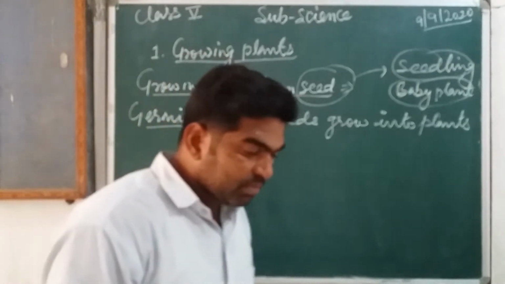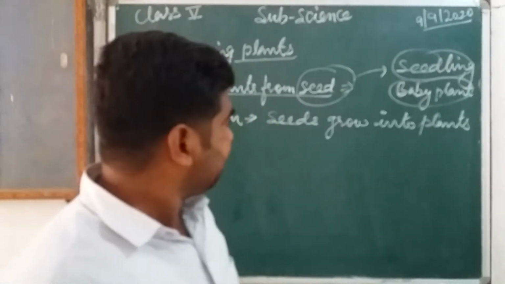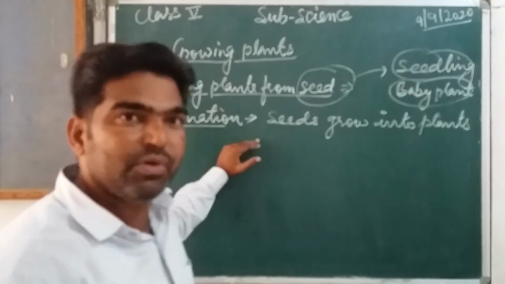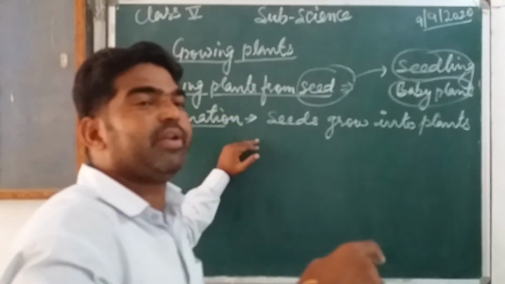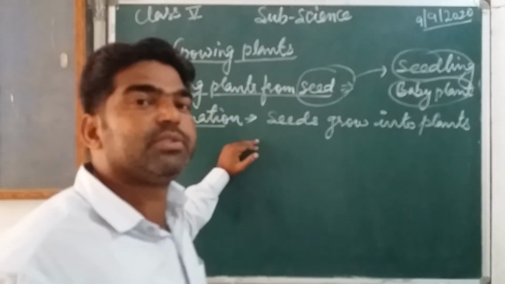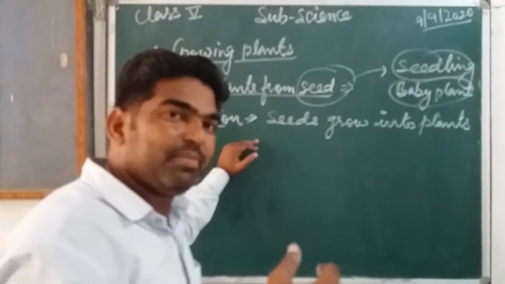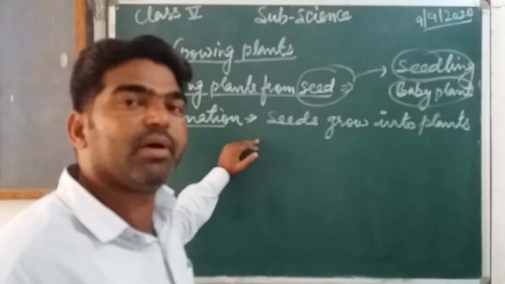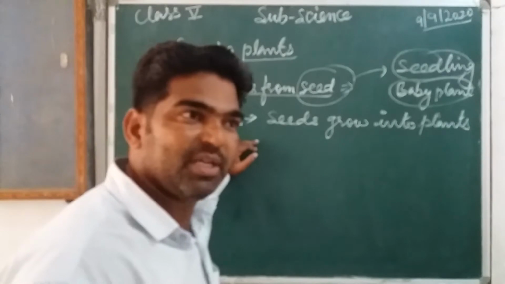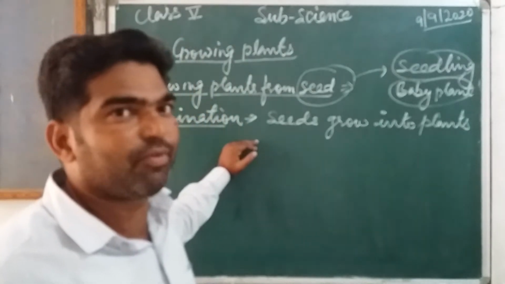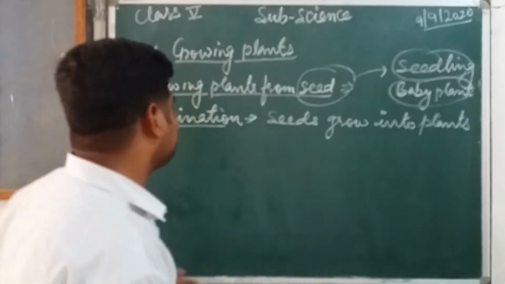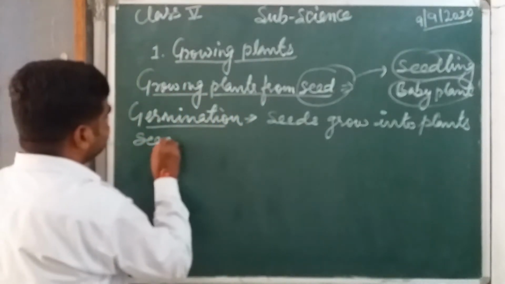Now next, in this way the seed develops into a new plant, and slowly that plant grows up and becomes a tree. There are many necessary requirements for the plant: different types of nutrients, sunlight, water, air. All these things are necessary for the growth and development of a plant. Now next we will discuss what is seed dispersal.